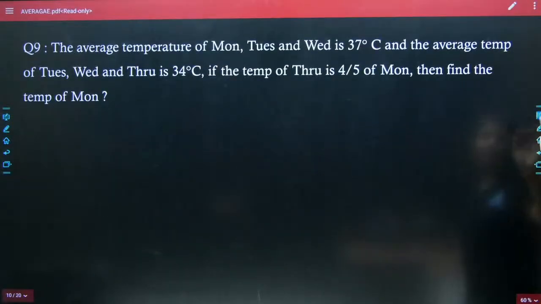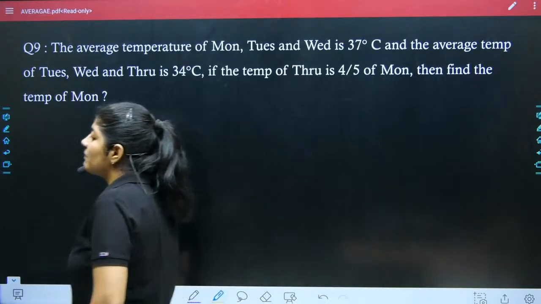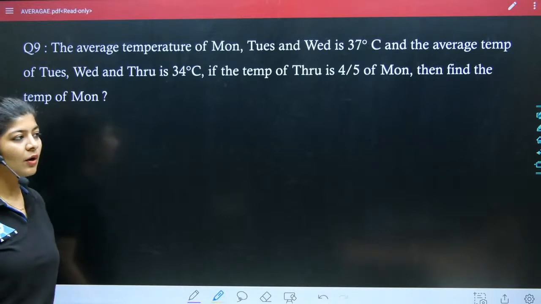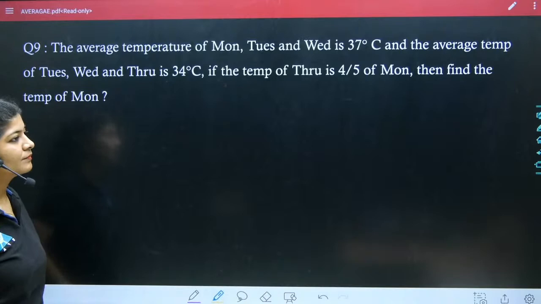Question number 9. This is a similar type of question. Try to find out the temperature of Monday. Now you have to find out the temperature of Monday in this particular question.